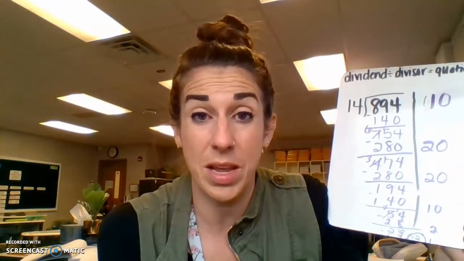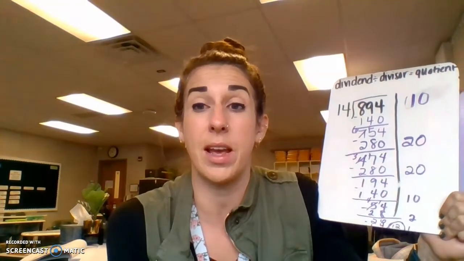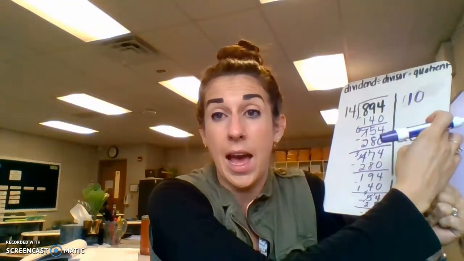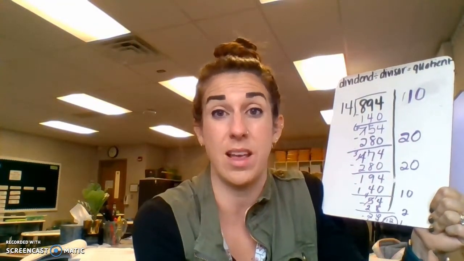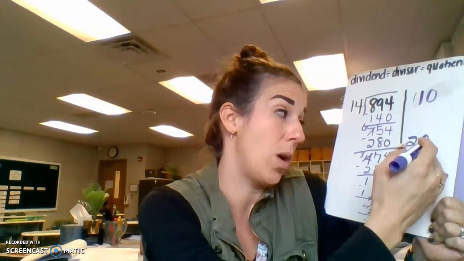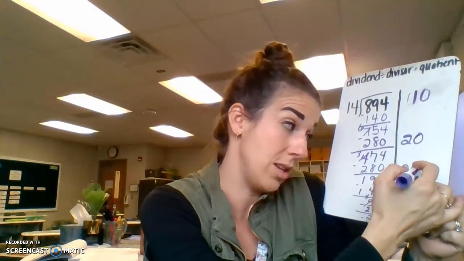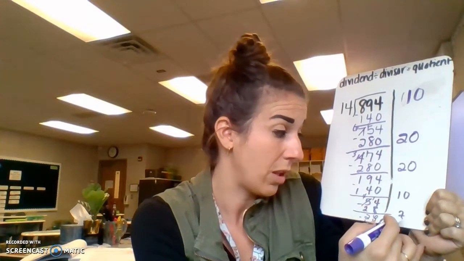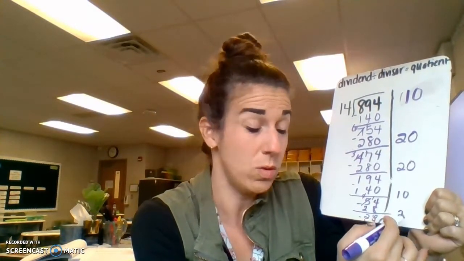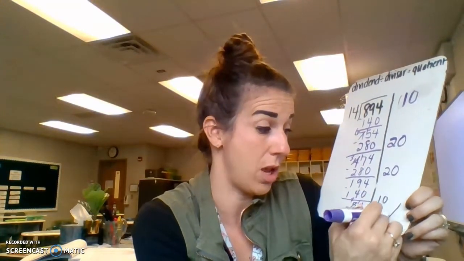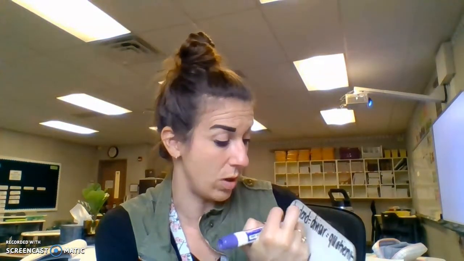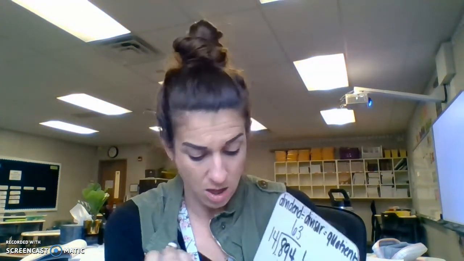Now 12 isn't my answer. 12 is how many I have left over. My answer is going to come when I add all of these partial quotients up. So 10 plus 20 is 30, plus 20 is 50, plus 10 is 60, plus 2, 62, plus 1 is 63. So my answer, my quotient, is actually going to be 63 remainder 12.